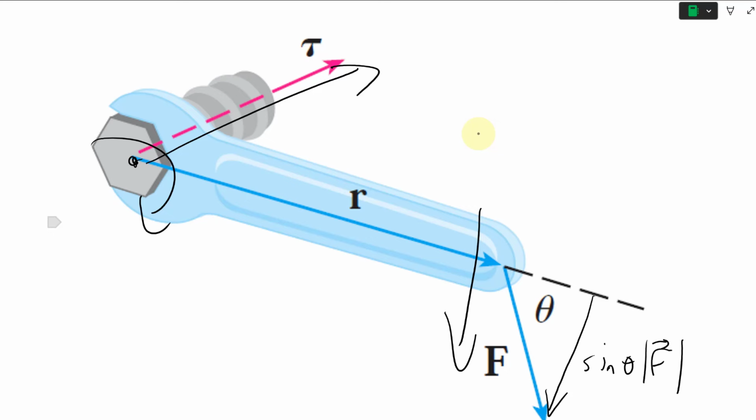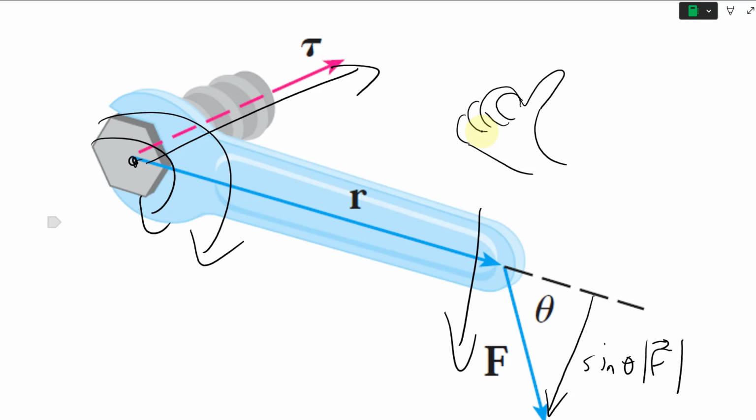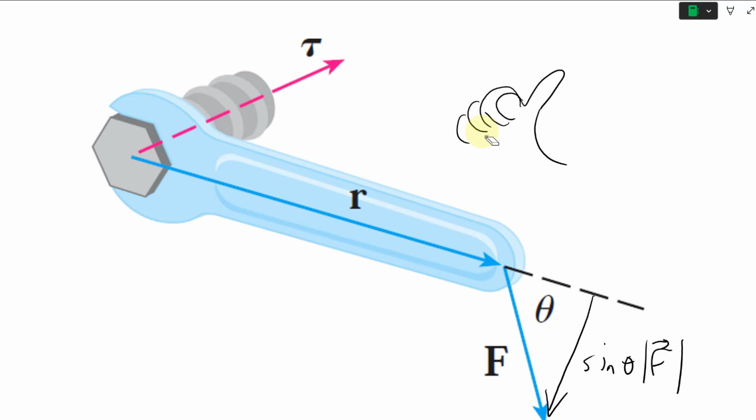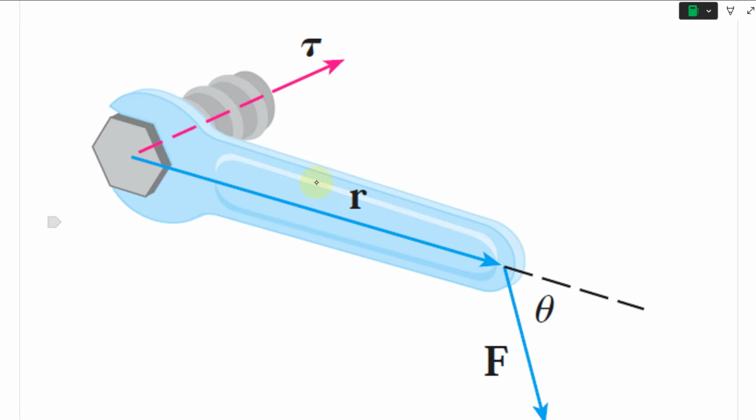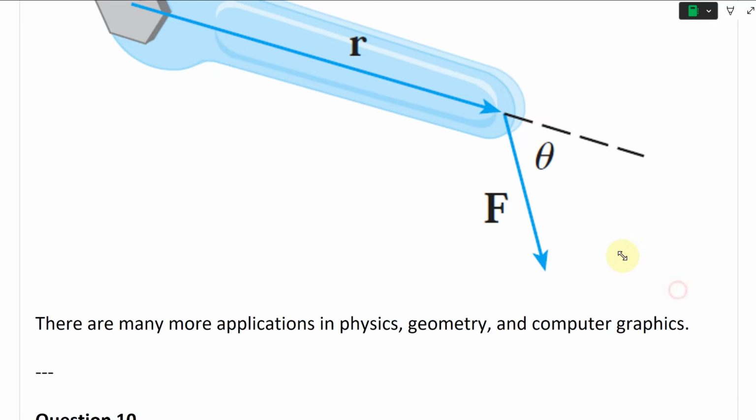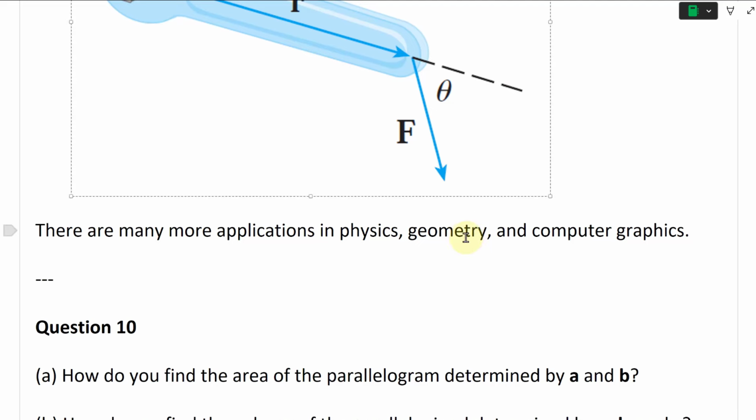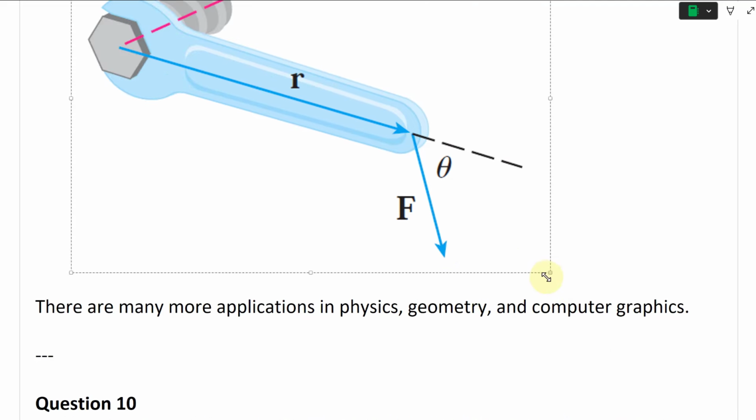The vector is there using the right hand rule. If you have your fingers like this and your thumb like that, this is the right hand thumb. Your fingers are curling this way and your thumb is going outward. And that's the vector for the torque. So that's a useful thing, and it's used in angular momentum and a whole bunch of other uses. There are also many more applications in physics, geometry, and computer graphics.